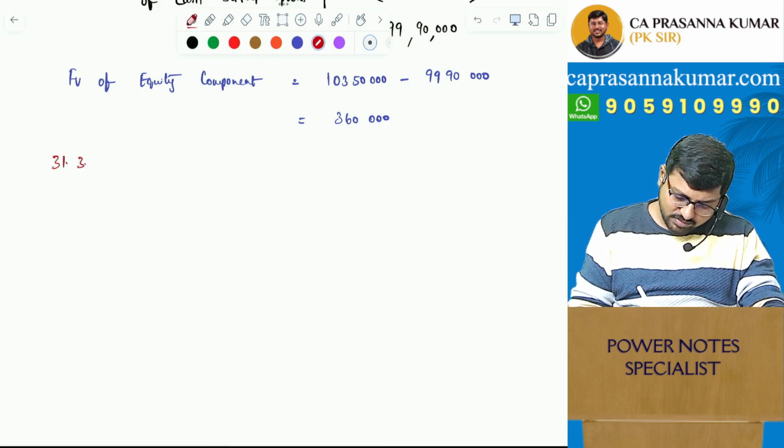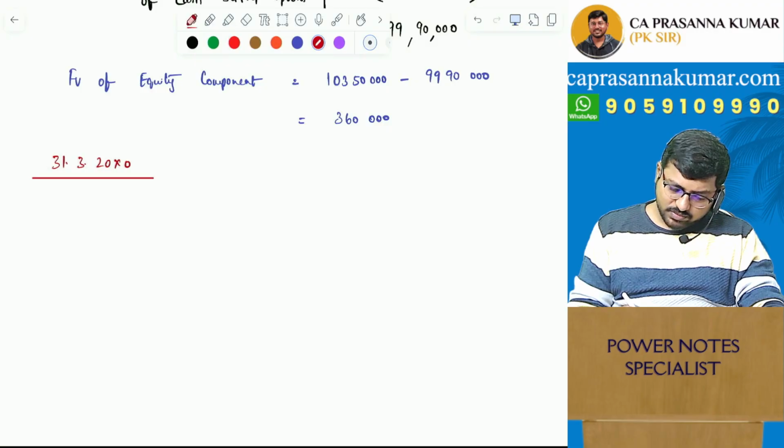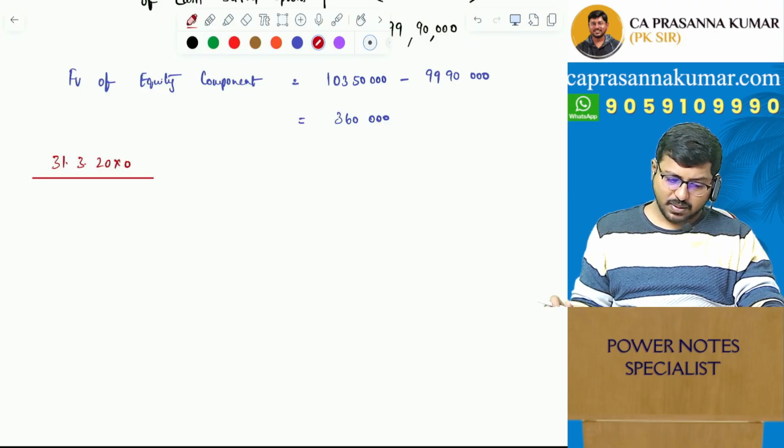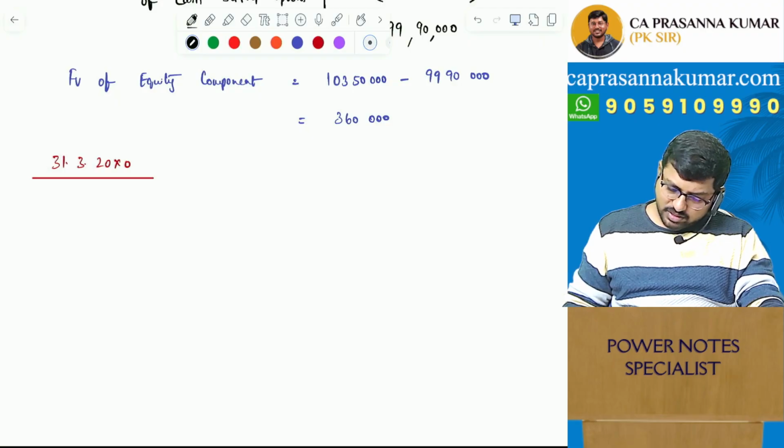31st December 20x0. That is the first date. So on this date, what are we going to do? Everybody, cash settled option expense, as well as we need to take what? Yes, equity settled option. Right.